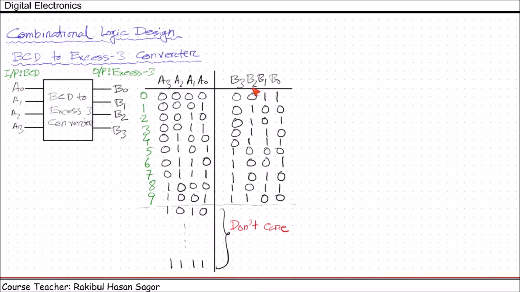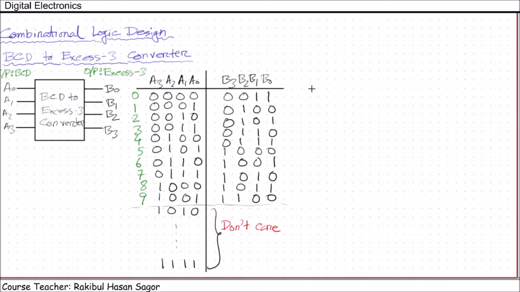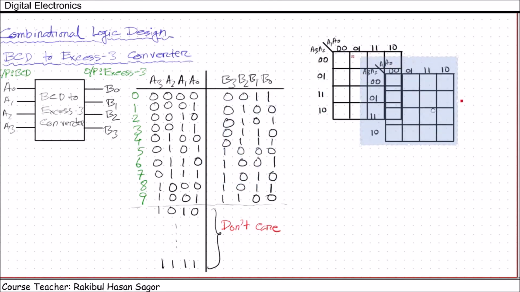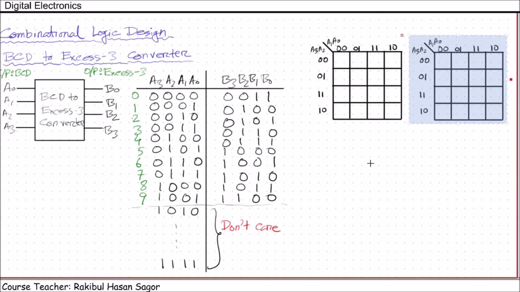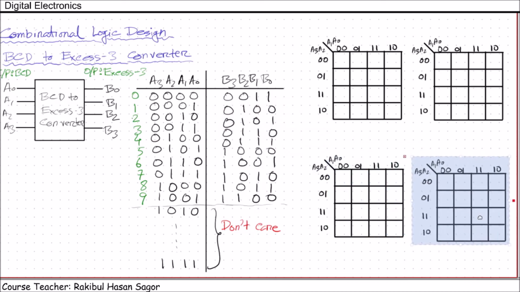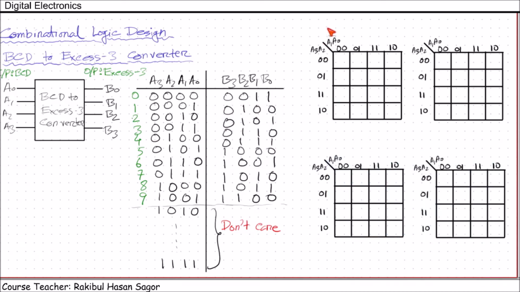Here we can see there are 4 output variables. For each output variable, we need to figure out the simplified function. If we use Karnaugh map, we need to use 4 Karnaugh maps. Let us place 4 Karnaugh maps for B0, B1, B2, B3. This is the first Karnaugh map. Second Karnaugh map. Third one. And the fourth one. We will simplify the function B0 using this Karnaugh map, B1 using this one, B2 using this one, and finally B3.